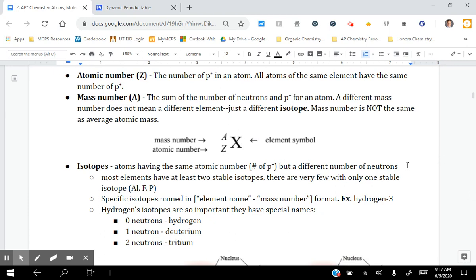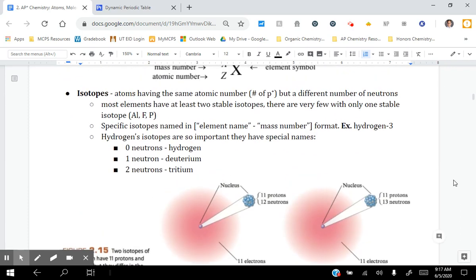So isotopes are atoms that have the same number of protons, but different number of neutrons. Most elements have at least two stable isotopes, and there are only a few that exist with only one stable isotope. You don't need to know which ones those are, but just interesting to point out. When we name isotopes, we write the element name, a dash, and then the mass number. So if we're looking at the tritium isotope of hydrogen, it has 2 neutrons and 1 proton for a total mass of 3. So we write it as hydrogen-3.